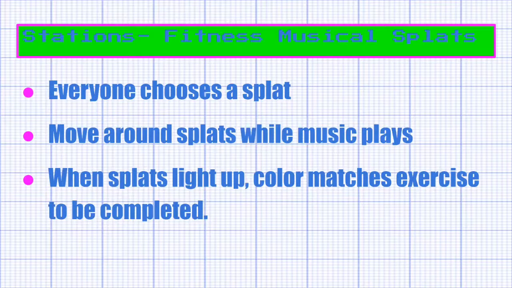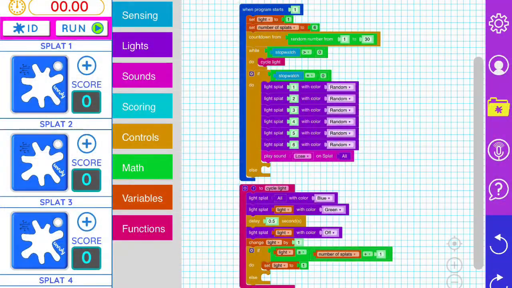So you can play music. They're going to be moving around the splats. When the time is up, and the time is set at random, all the splats are going to make a different color. Now, in my gym, I have a projector with a screen, and it put up each color matched to a specific exercise. And so they would do 10 of that specific exercise. We'd hit it and they'd go again. And this would be a station or a center that we would use for 2-3 minutes. This is the coding for fitness musical splats and also a video of my family doing it.